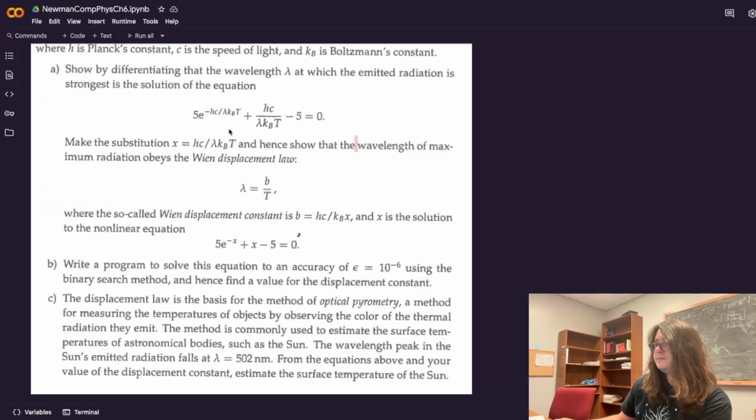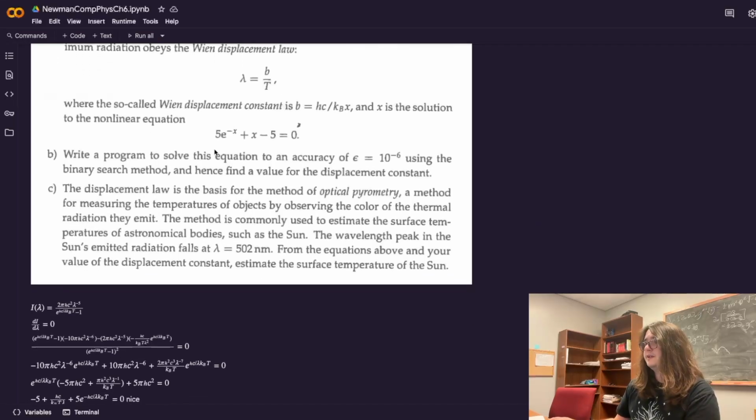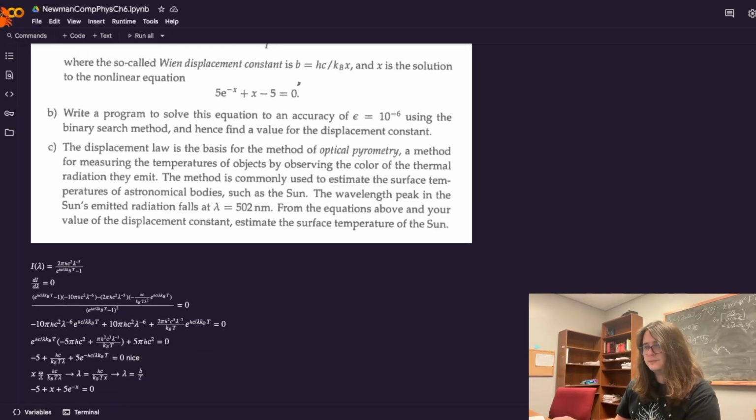This guy. Then you make the substitution of hc over lambda kBT equals x, and so you just very easily plug that into your equation and you get this form, which is much nicer to look at. And also just rearranging the substitution, you can put it in terms of lambda and then turn that into b over T, with b equaling this thing.